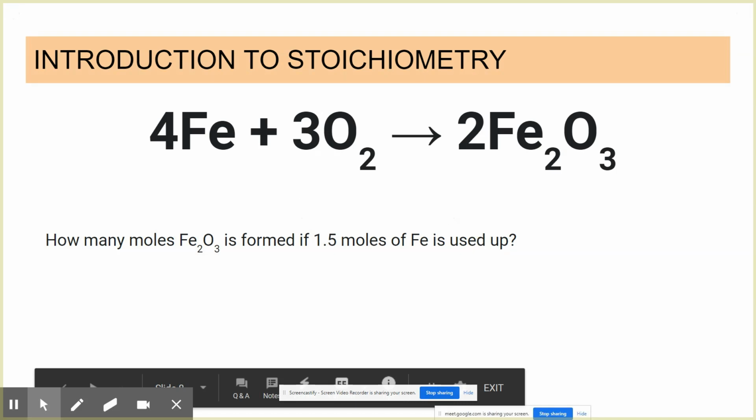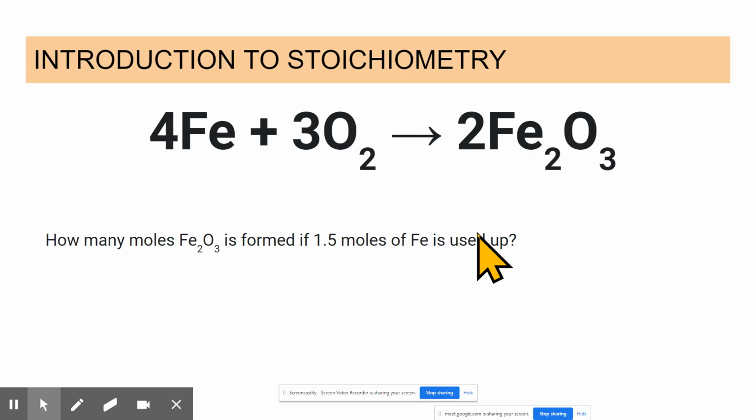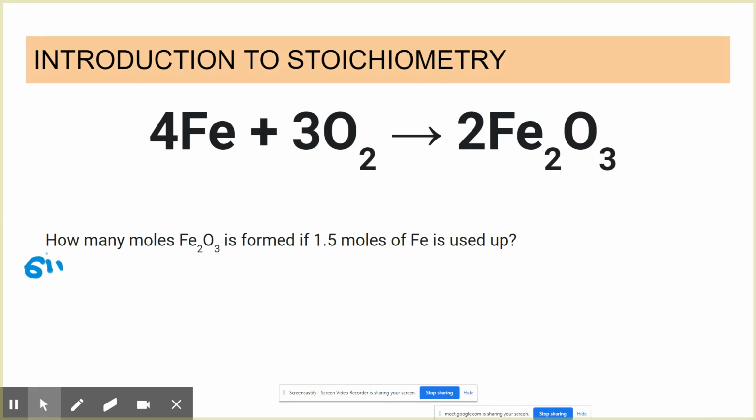All right, so let's try another problem with that. Okay. So for example, the question is how many moles of Fe2O3 is formed if 1.5 moles of Fe is used up. So this time, guys, the given, all right, let's look at this one right here. So the given here is Fe, and it's 1.5 moles Fe.